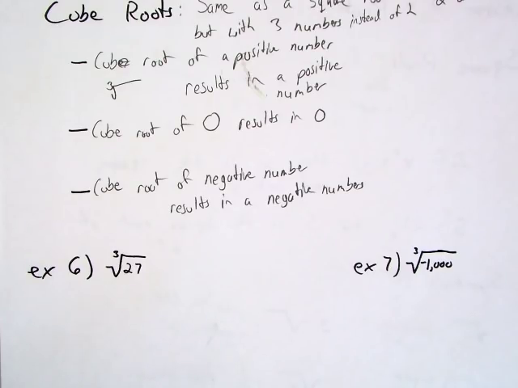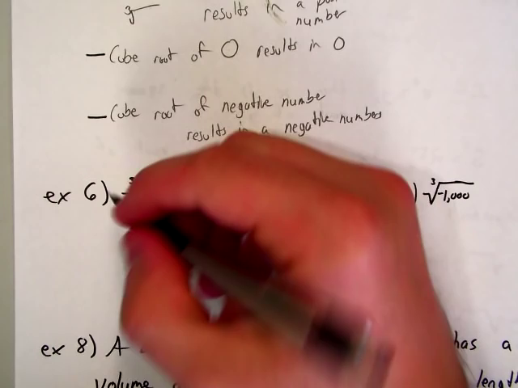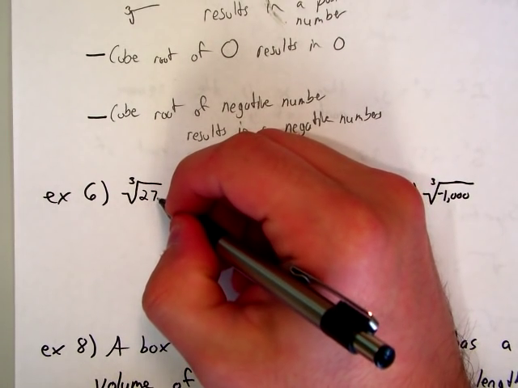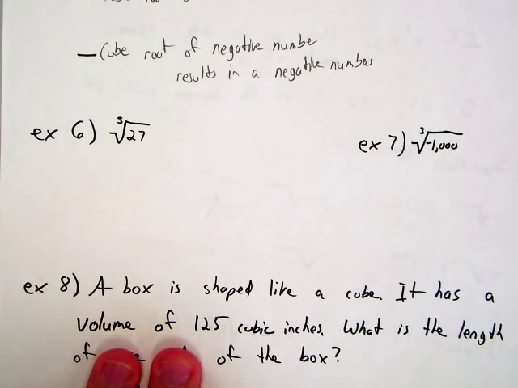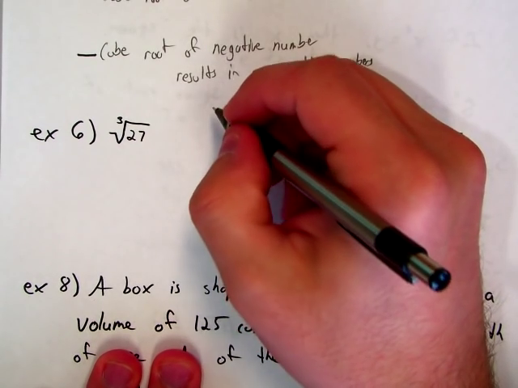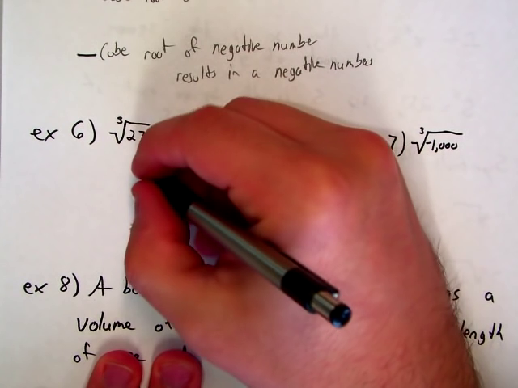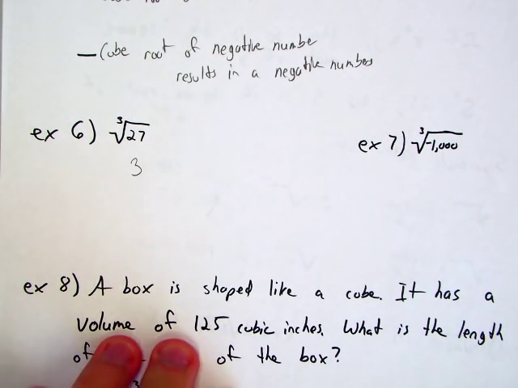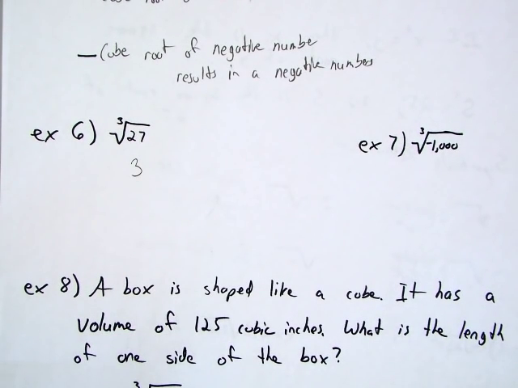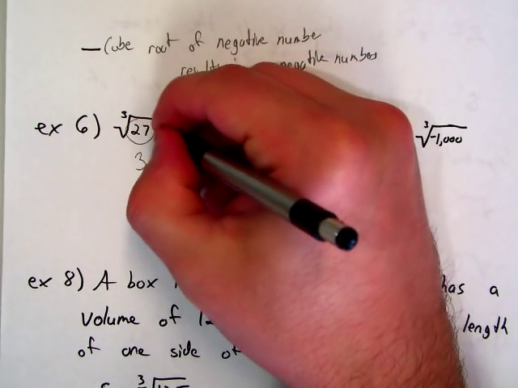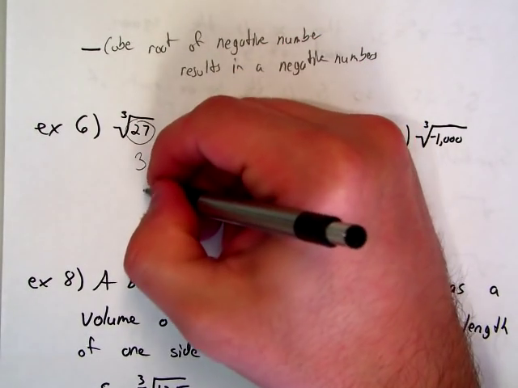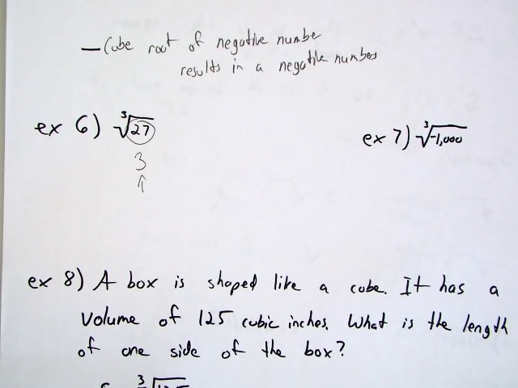So it says here now, in example 6, cube root of 27. So on your sheet, we have the numbers from 1 to 10. But 27, the cube root of that is 3, because 3 times 3 times 3 is 27. This number here is positive, so the answer needs to be positive.